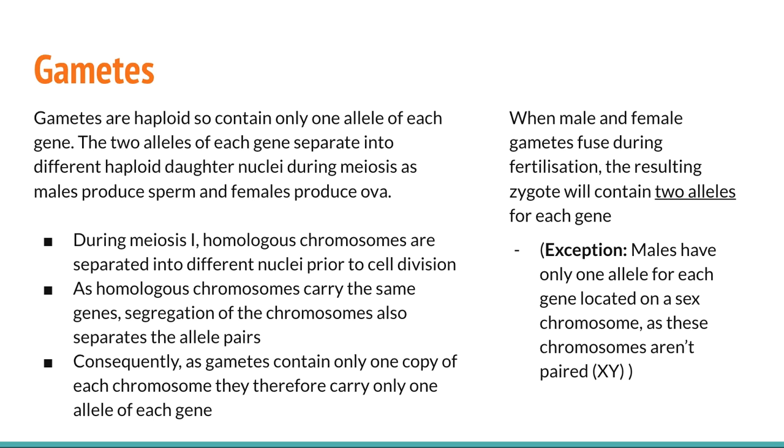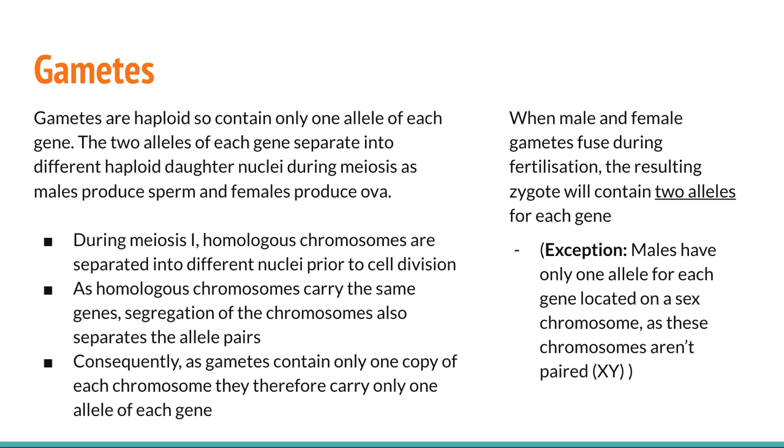So first of all, gametes are haploid, so only contain one allele of each gene. The two alleles of each gene separate into different haploid daughter nuclei during meiosis, as males produce sperm and females produce ova. When male and female gametes fuse during fertilization, the resulting zygote will contain two alleles for each gene.